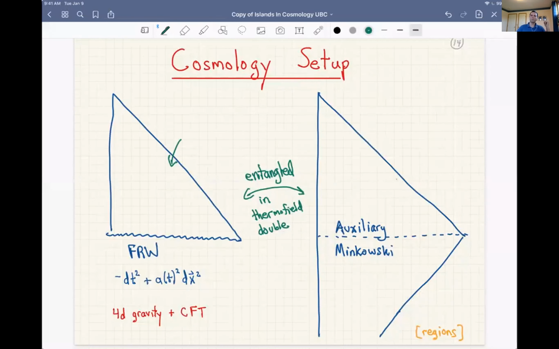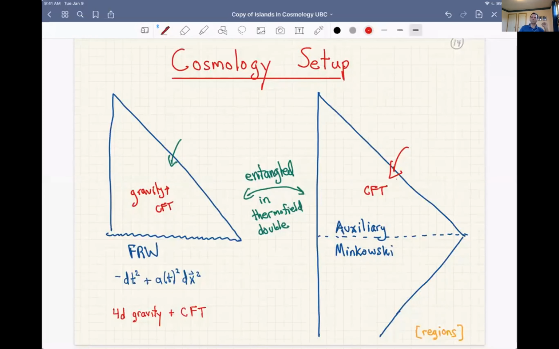Now in FRW cosmology, the matter sector is not in a pure state. The matter sector is thermal. So we have thermal matter. And what we're going to do is purify that thermal matter by introducing a second auxiliary spacetime. The auxiliary spacetime is a Minkowski space without gravity, just the CFT. So this one has gravity plus CFT, and this one just has the CFT.